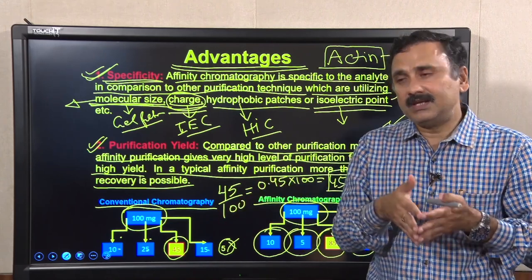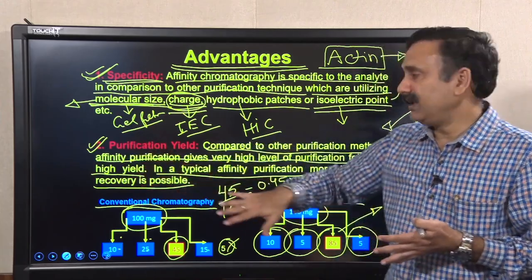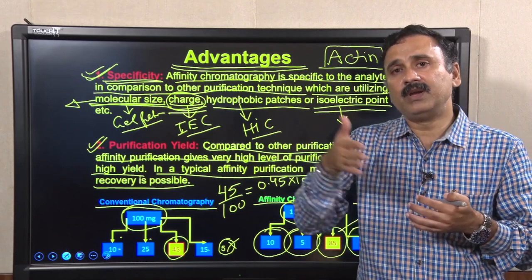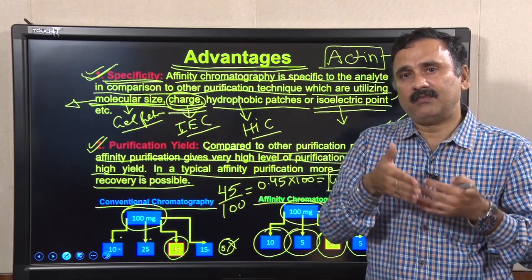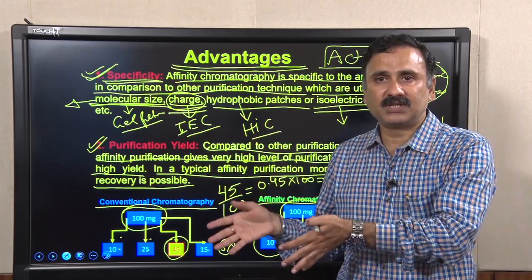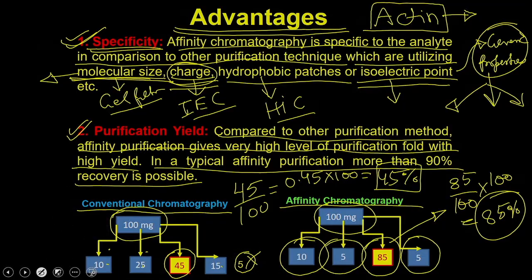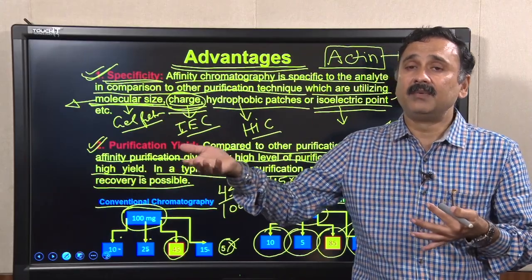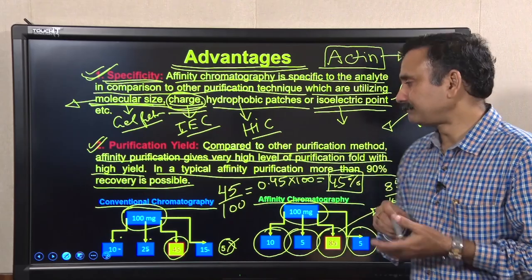So since the yield is going to be more, it is actually going to be economically more viable, because you are not going to waste your protein in the other fractions. For example, in these cases, you are actually losing more than 50% in other fractions where the other proteins are present in higher quantities.